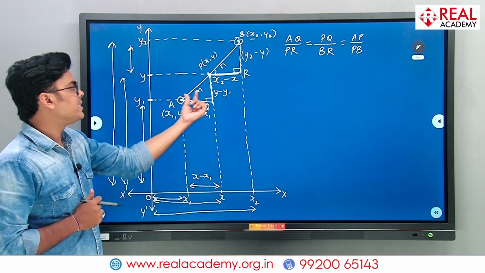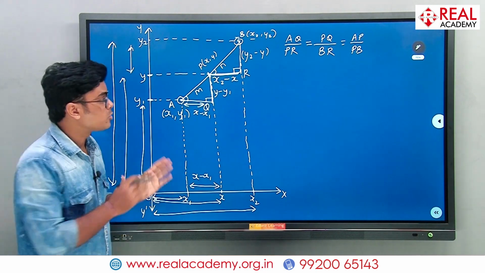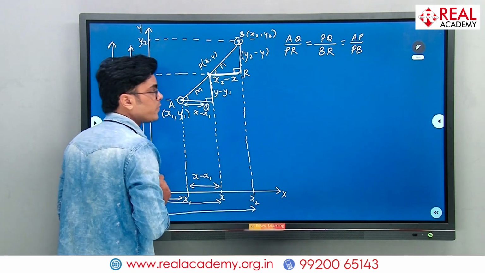And we already know these two ratios. It is m:n, from the question. So now I'll substitute the values over here.